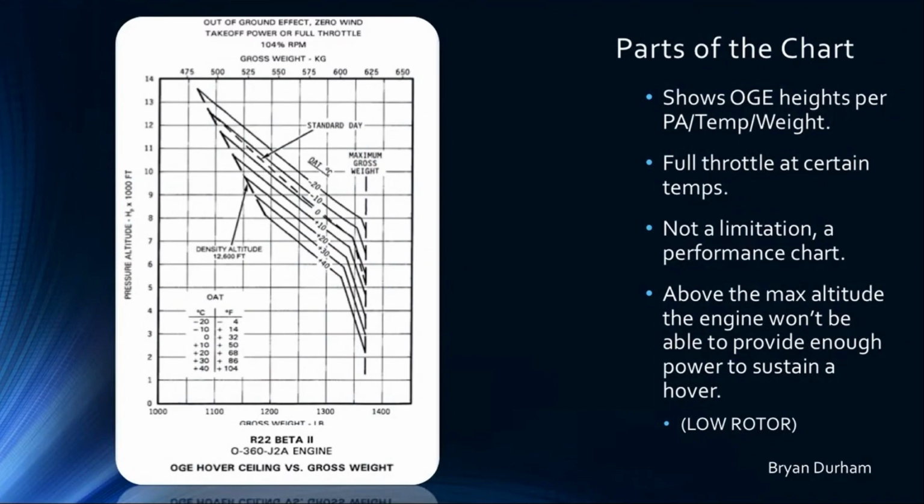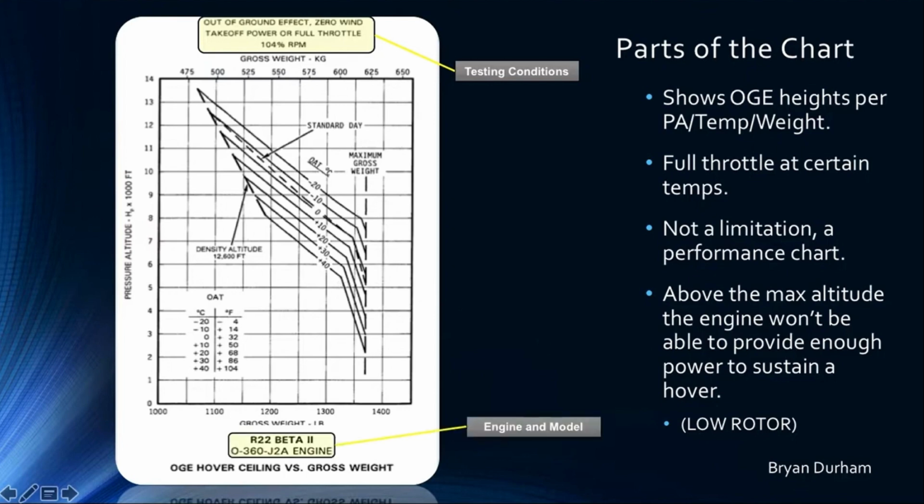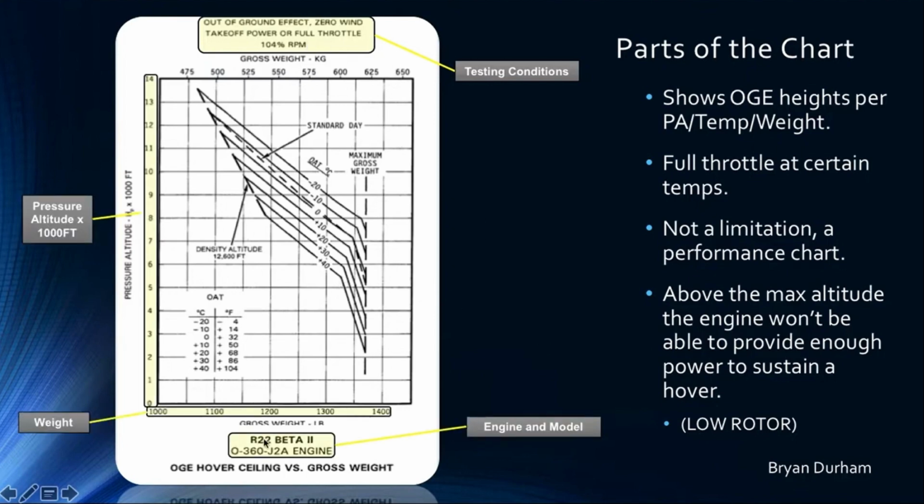The difference between these two, just some differences to point out here. You're going to have a full throttle line here, which we'll demonstrate in a minute. Those are your testing conditions, make and model. Now, these two don't really change. You still got weight, pressure altitude, density altitude, 12,600 feet. It's the same mathematical extrapolation. Now, the big difference that you're going to see here is that we actually have a full throttle line.